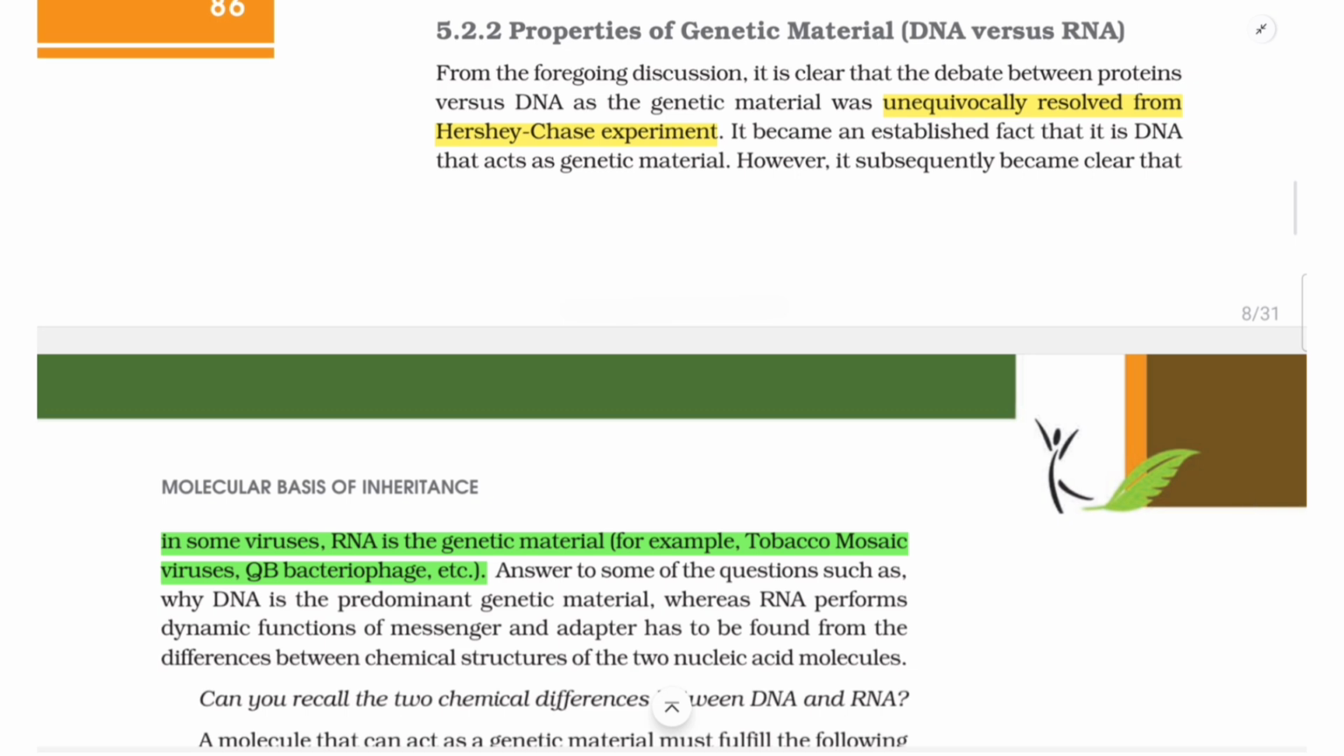5.2.2 Properties of genetic material: DNA versus RNA. From the foregoing discussion, it is clear that the debate between protein versus DNA as the genetic material was unequivocally resolved by the Hershey-Chase experiment. It became an established fact that it is DNA that acts as genetic material. However, it subsequently became clear that in some viruses, RNA is the genetic material. For example, tobacco mosaic virus, Qβ bacteriophage, etc.